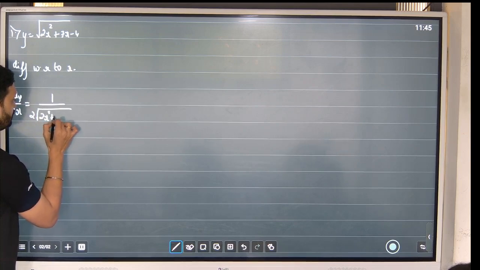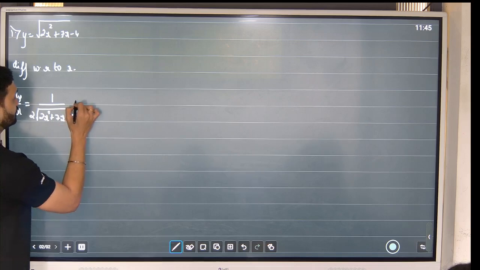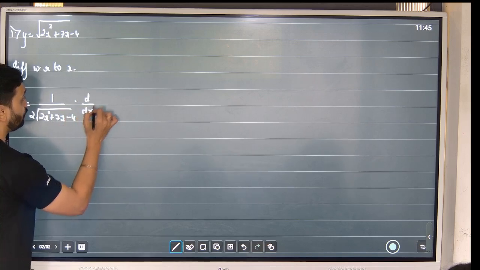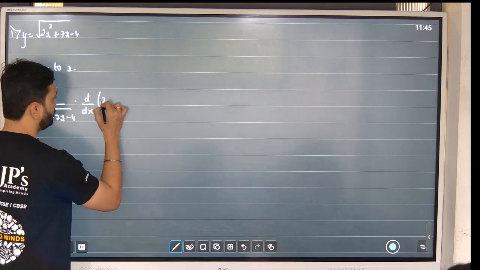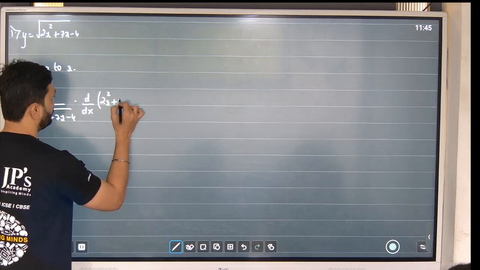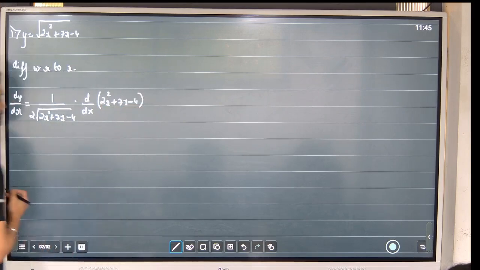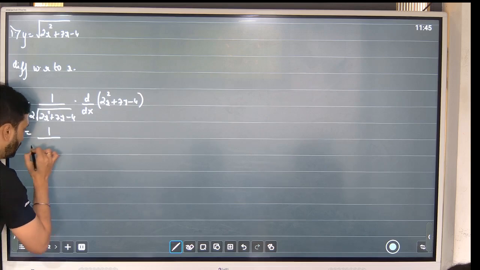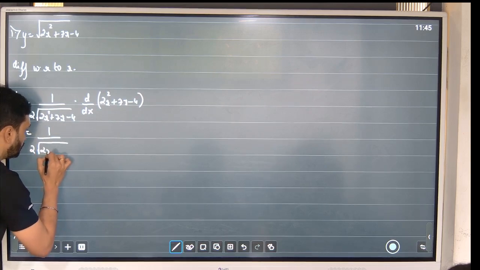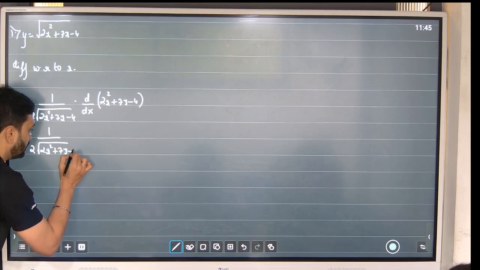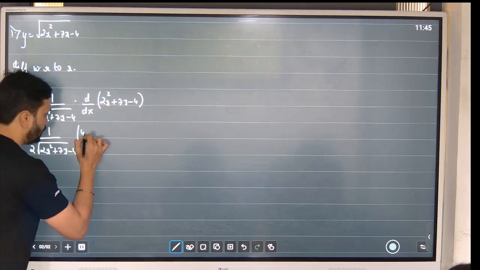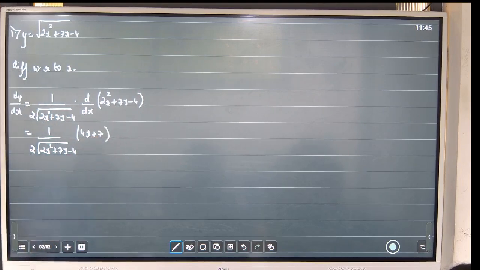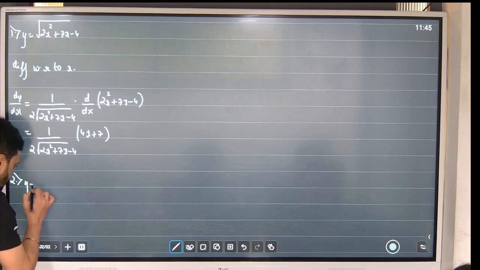2x square plus 7x minus 4 into the derivative of whatever is there within the root. Now whatever is there within the root, this is 2x square plus 7x minus 4. So this will become 1 upon 2 root of 2x square plus 7x minus 4 into, can you tell me what is the derivative of 4x plus 7? Any doubts here?